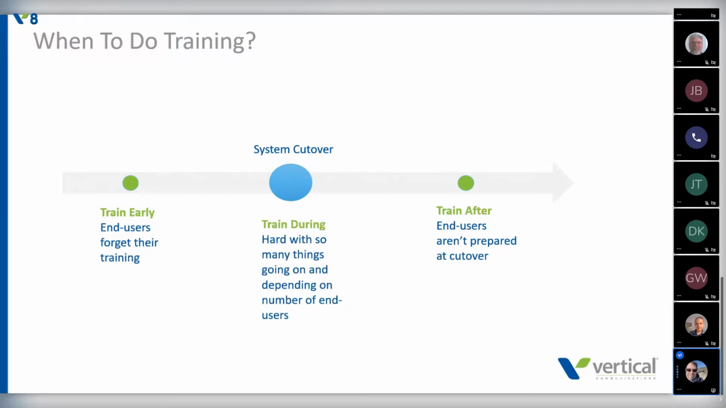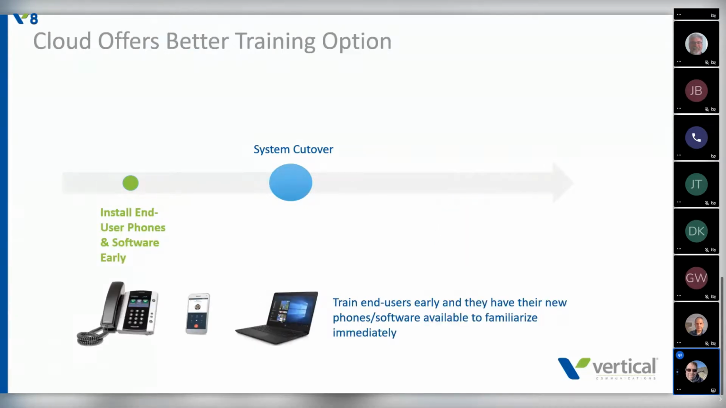So what you're left with is to try and train at the same time you're doing everything else. The cut happens, and there's many things going on to make sure they all work. You're depending on having everybody show up to the class. This is really, really difficult. But cloud brings a new way to do this. With cloud, it's very easy to install the product early. So end users can have their phone, can have their software ahead of time.